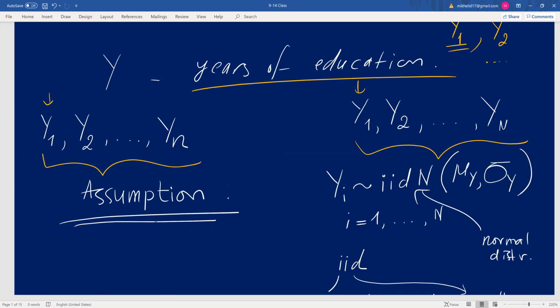What is the numeric representation of Yi? What would be in place of Yi if you were to replace it? A number. For example, let's say you are the first observation in my population, not in my sample, and your years of education would be Y1. Let's say I am the second observation, and Y2 is my years of education. Let's say I have 17 years of education, and you have 10 years of education. There will be numbers. Am I clear?